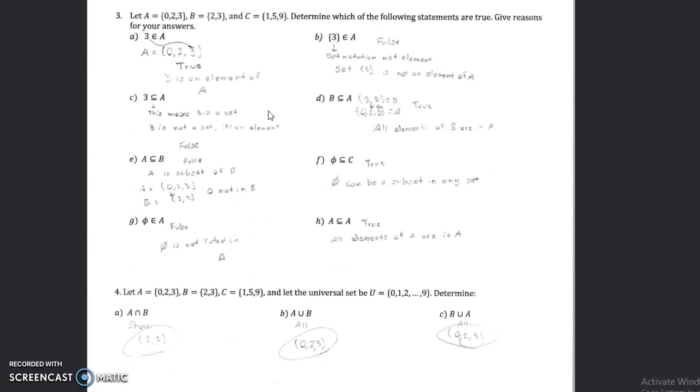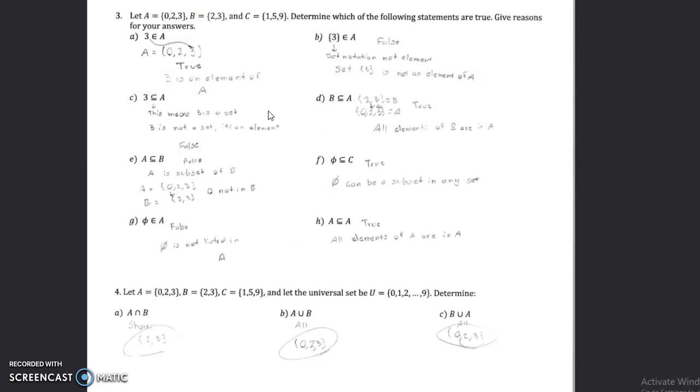For 3, we're given 3 sets, A, B, and C, and we're to determine which statements are true. Then we're supposed to give reasons for those answers. So for 3a, we have: 3 is an element in A. If we write out the elements in A, 0, 2, 3, this is true because 3 is an element of the set A.